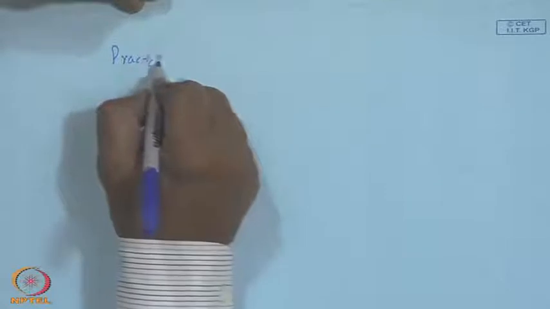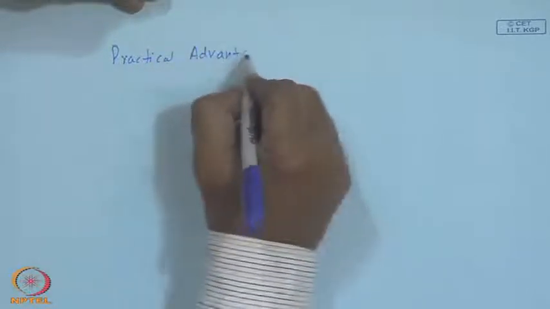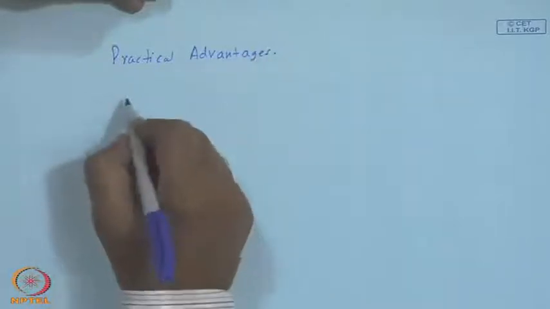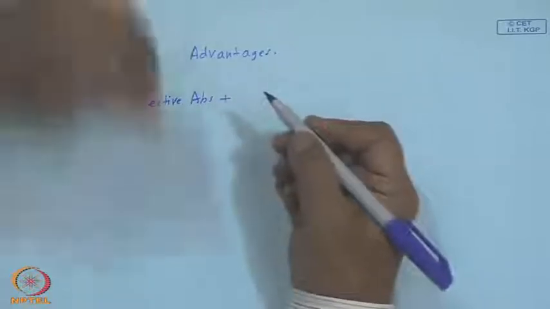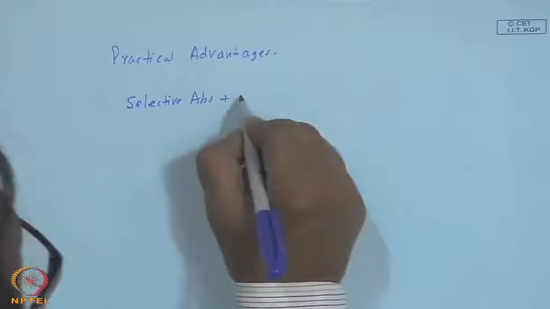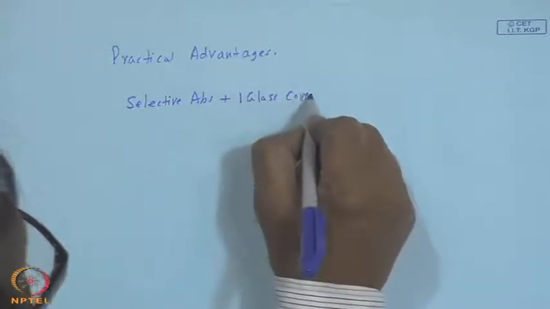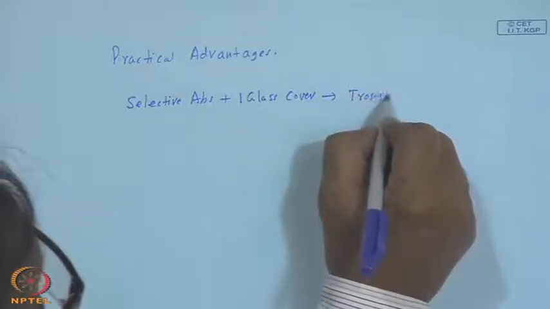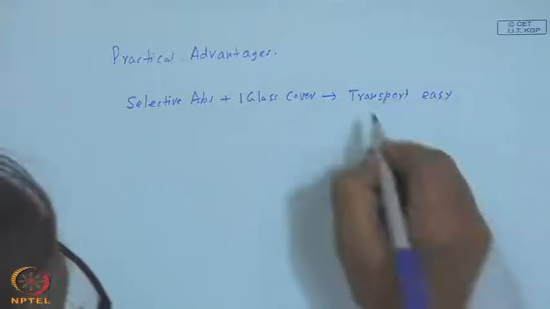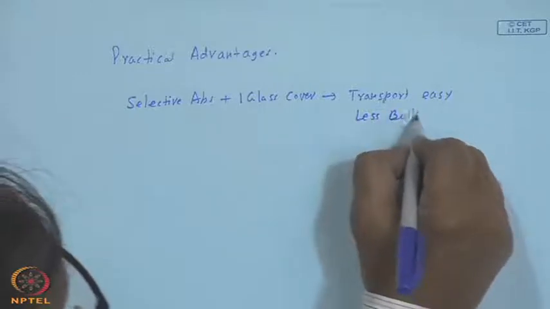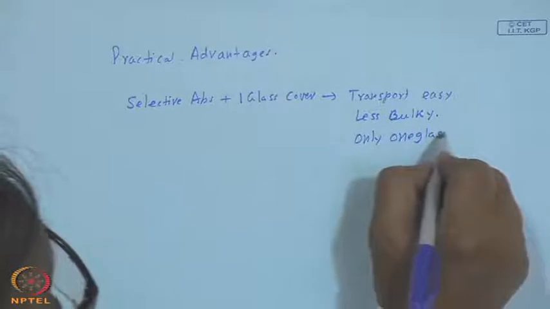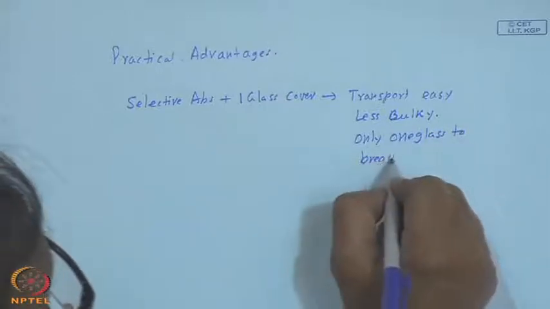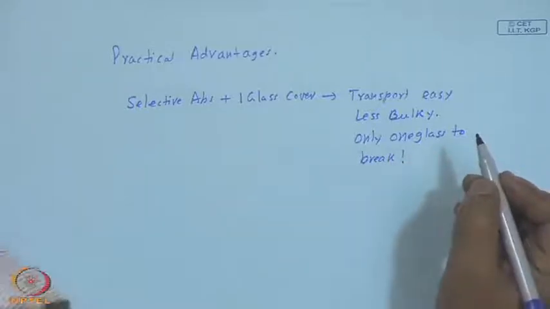The practical advantages or disadvantages. If you have a selective absorber, assuming that the costs are comparable, generally they are, plus 1 glass cover, transport easy, less bulky, in other words, and only 1 glass to break, this may sound a little hilarious, but there is a reason for mentioning this.